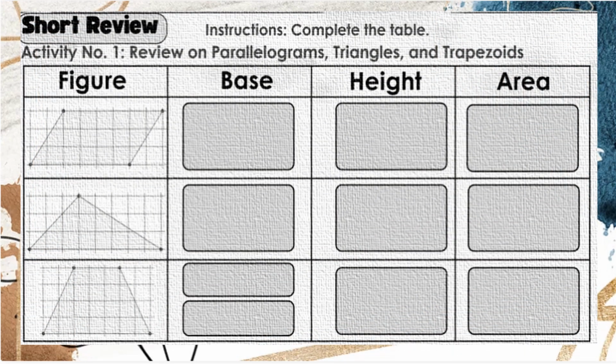And now let's have a short review. Complete the table. Review on parallelograms, triangles, and trapezoids. I want you to find the base, height, and area of the figures in the first column by counting the number of squares. Let's start.